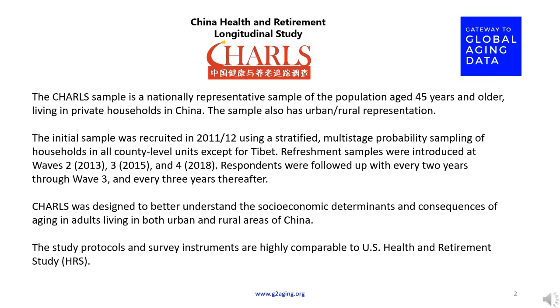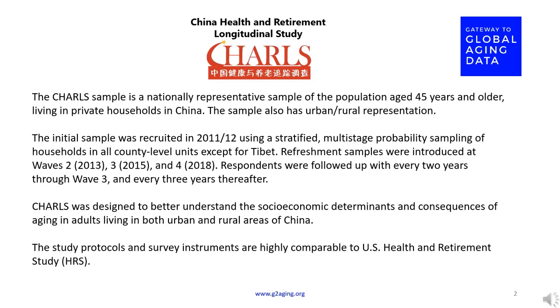The initial sample was recruited in 2011 and 2012 using a stratified multi-stage probability sampling of households at all county-level units of China except for Tibet. At baseline, if a household had people older than 40, one of them was randomly selected. If the selected person was aged 45 or older, they became a respondent. If the selected person was between age 40 and 44, they were reserved as a refreshment sample and then added to the CHARLS sample once they reached age 45.